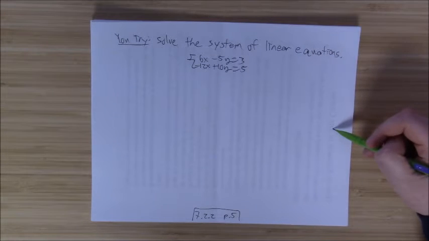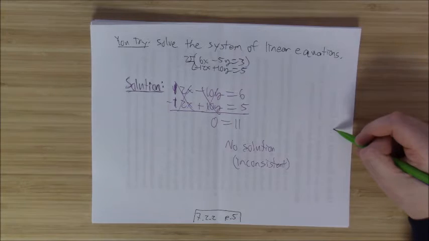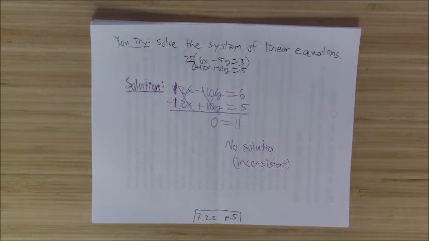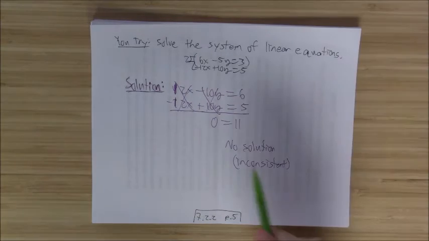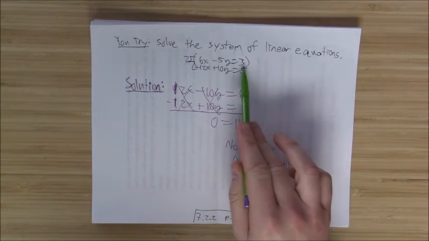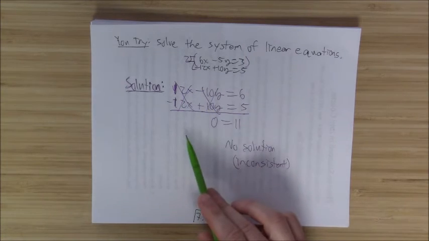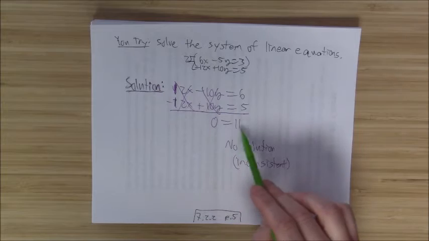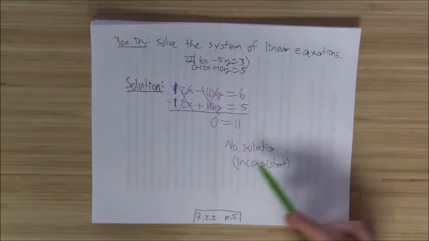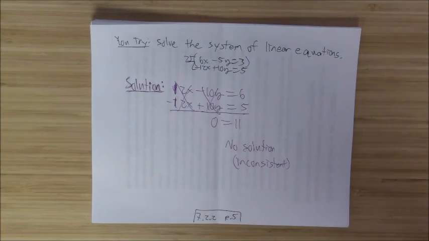1, 2, 3. So we see here that if we multiply the top equation by 2, then we're able to eliminate the x's, but the y's also go as well, in which case we end up with 0 equaling 11 on the other side, so there's no solution, aka the system is inconsistent.